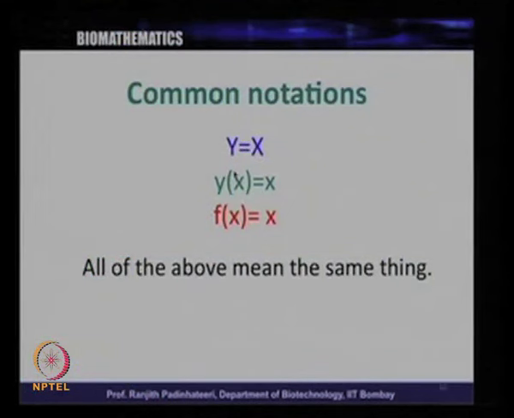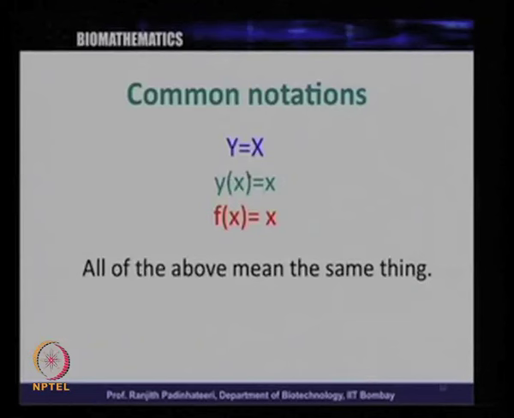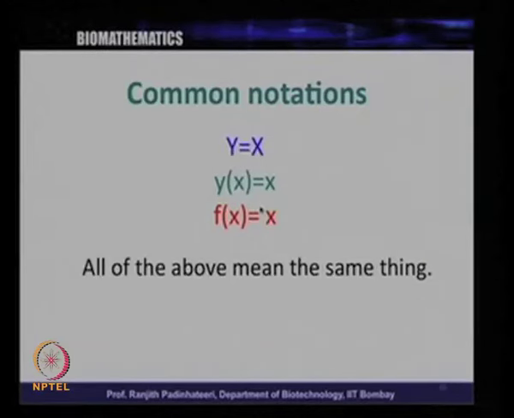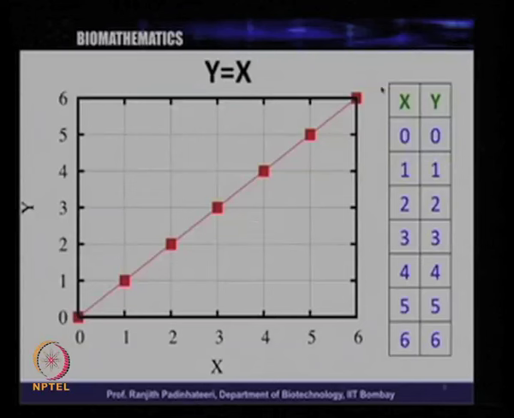When you say y bracket x, it means that y is a function of x, y depends on x. So, the y value varies depending on how the x value varies. Similarly, when you say f bracket x, f stands for function, and the function depends on the x value. And how does it depend? It depends like x. So, there are three different ways you can see this in different places. If you read a book, it would have written y of x equal to x, or some books would write f of x equal to x. All of this means this curve. That means, for a given value of x, there is a y value which is the same.